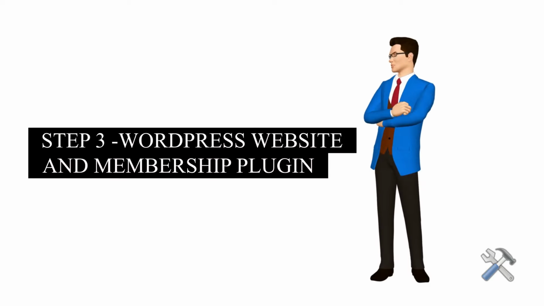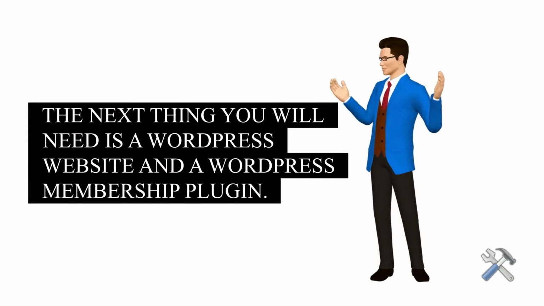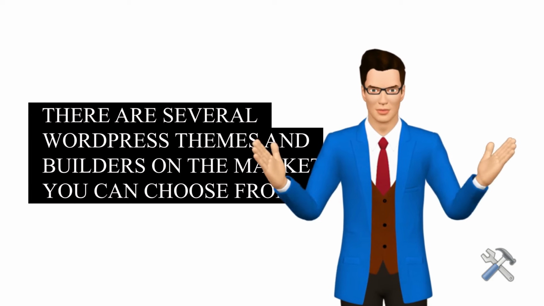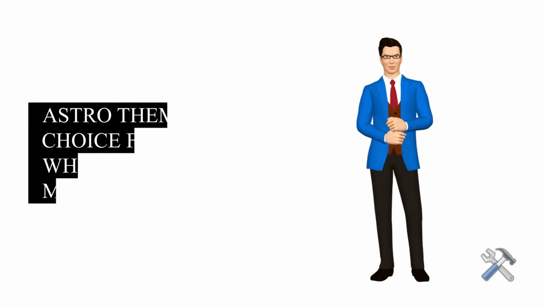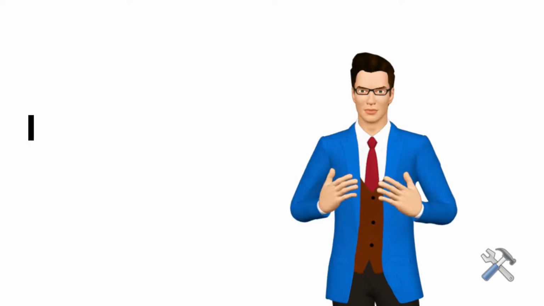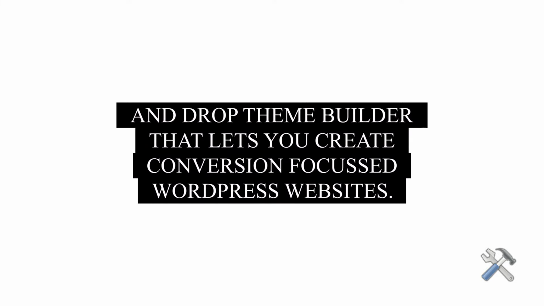Step 3. WordPress website and membership plugin. The next thing you will need is a WordPress website and a WordPress membership plugin. There are several WordPress themes and builders on the market you can choose from. Astra Theme is a popular choice for entrepreneurs who are creating membership sites. Thrive Themes is another option that has a customizable drag-and-drop theme builder that lets you create conversion-focused WordPress websites.